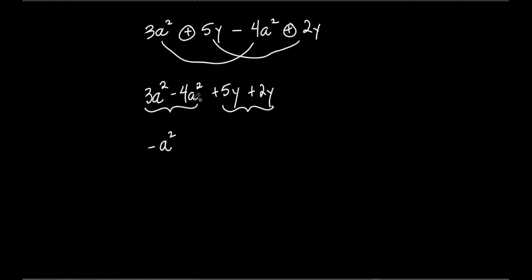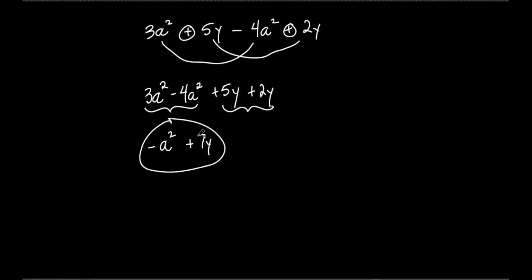It's all the math you're doing. You're just going 3 minus 4, which is negative 1. But then what's the term associated with it? A squared. Same thing here. I got a plus 5y plus 2y, and that gives me what? Plus 7y. And that's how we would add like terms.